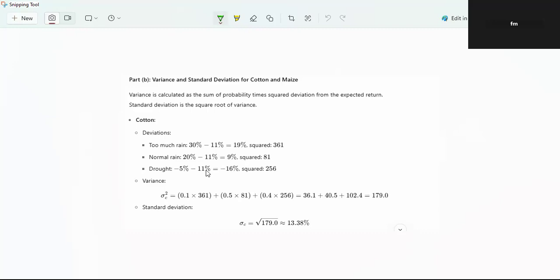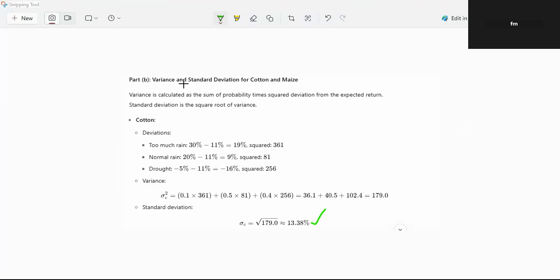Here, 5% minus 11% is 16. 16 squared, we multiply by 0.5. So when we total up, we find 13.38. Remember, right? You do the same. Yes. So here I'm just using the analog, where you can avoid the tables if you want, but the principle is simply the same.